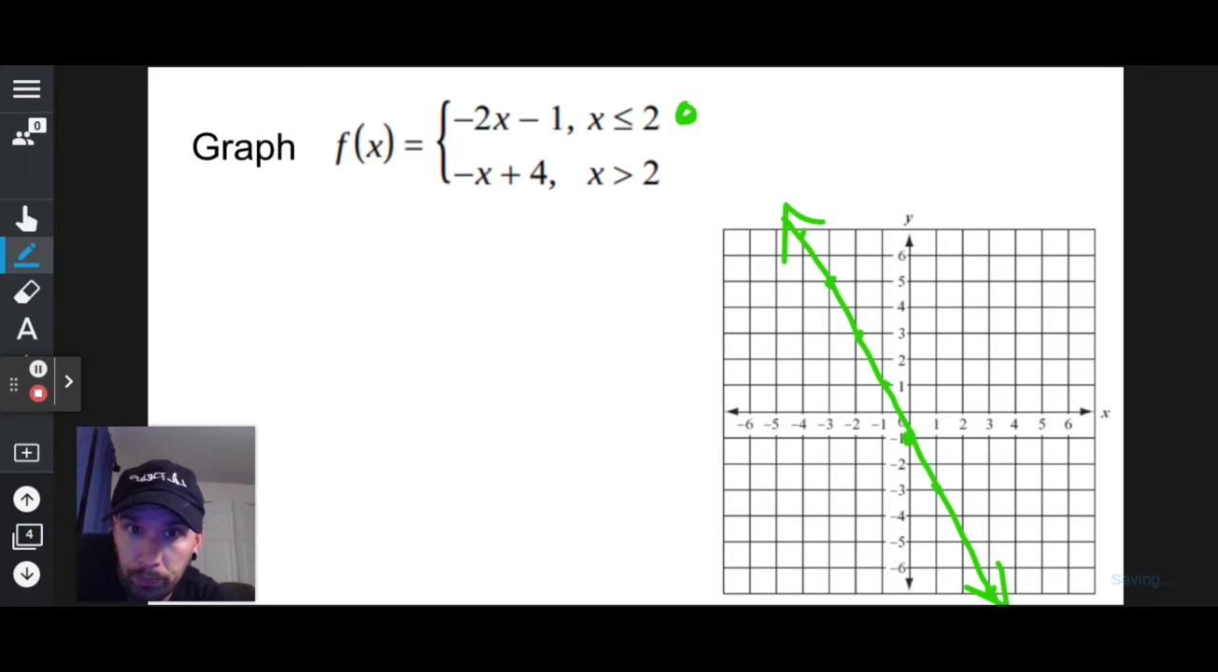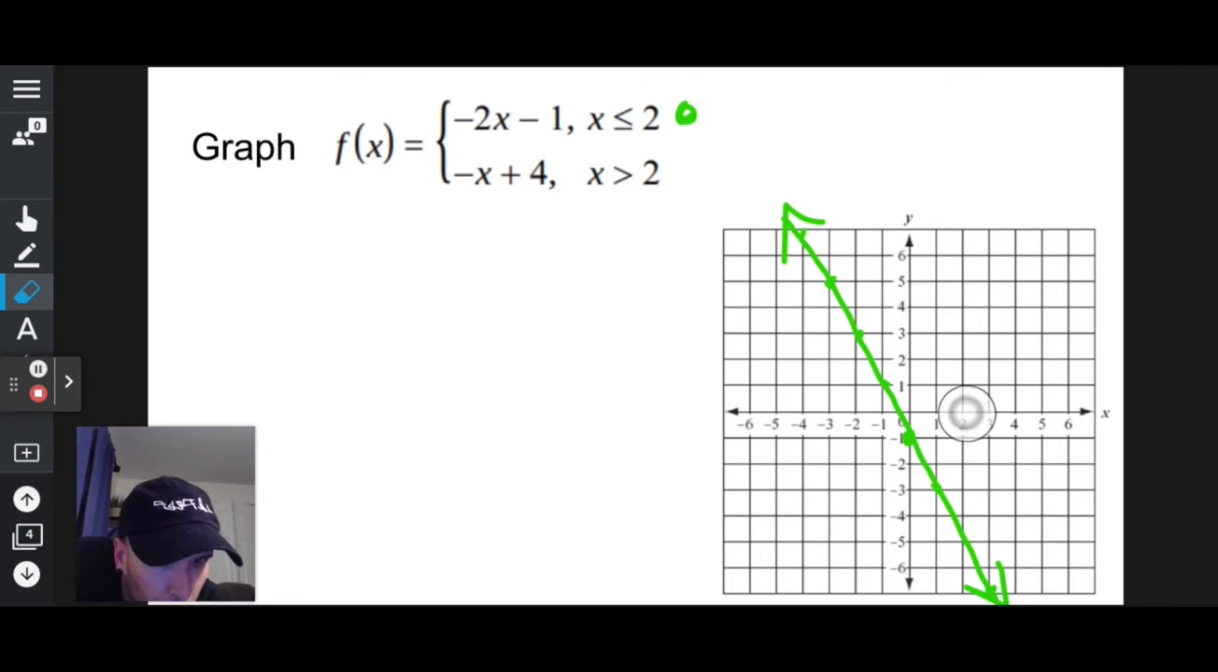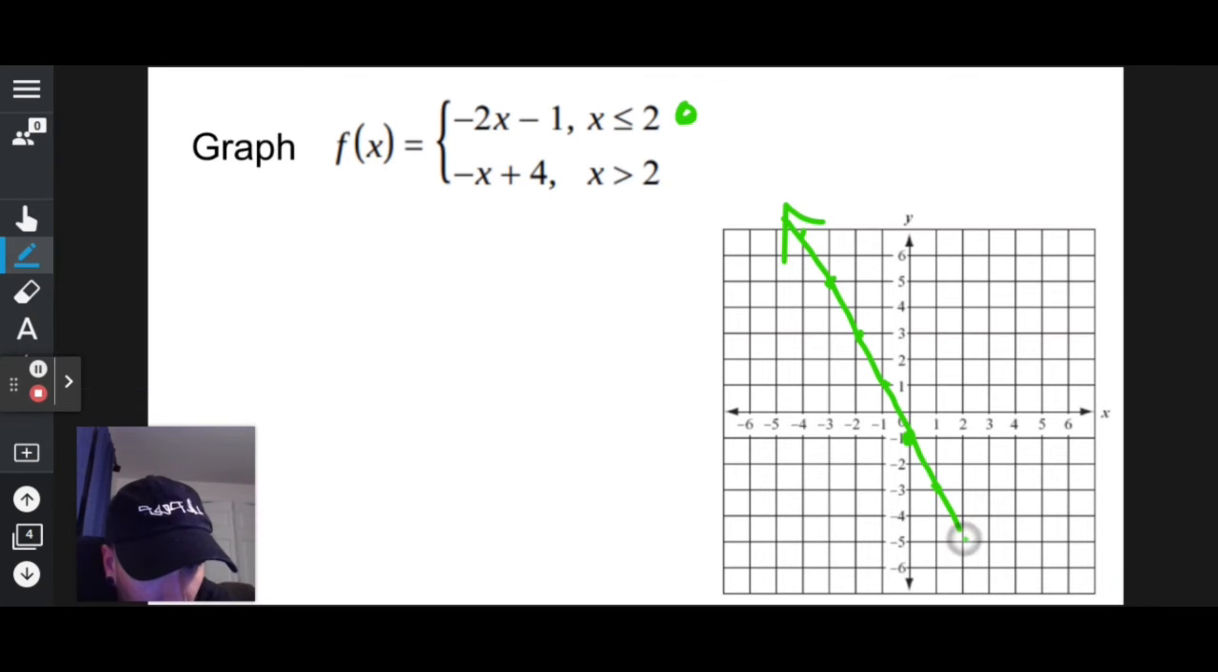However, I only care about the x values 2, including 2 and smaller. So there's my 2 right there. I'm going to erase everything to the right of it, and I'm going to bring back that dot right there. Why am I putting a dot there? Because I'm including 2.